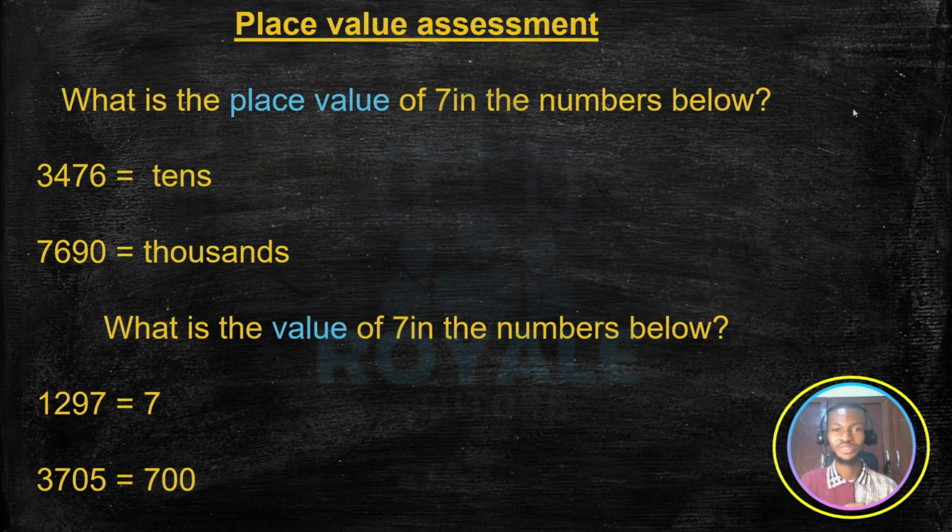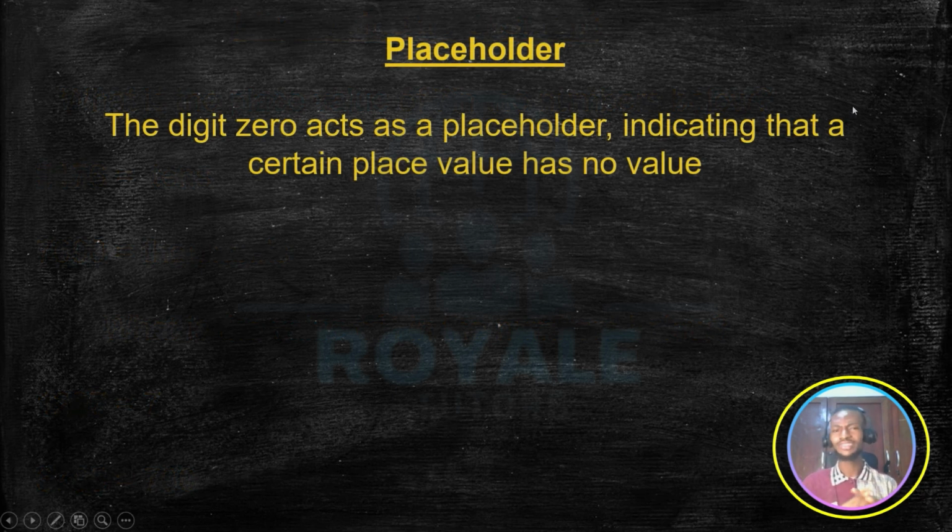Now let's proceed. Let's learn about a placeholder. What is a placeholder? The digit 0 acts as a placeholder, indicating that a certain place value has no value. That is, when you have a number and you find a 0 in between it, you know that that place does not have a value.